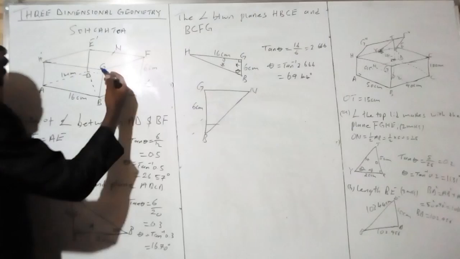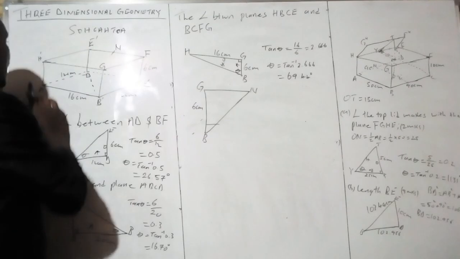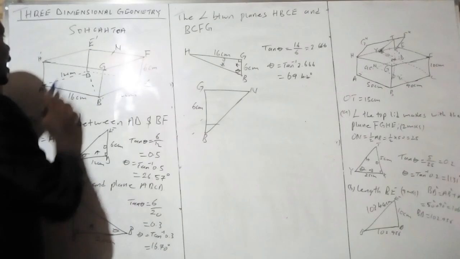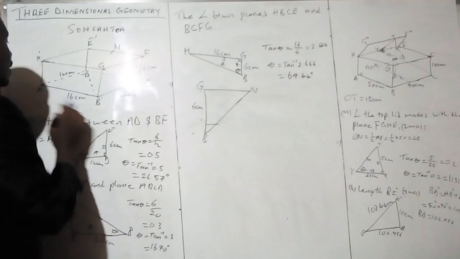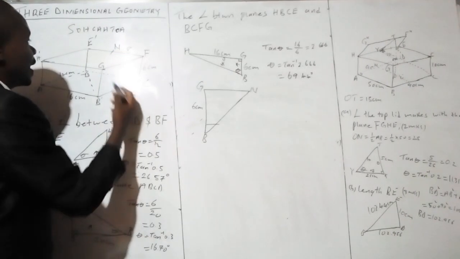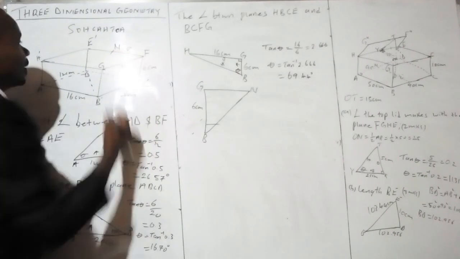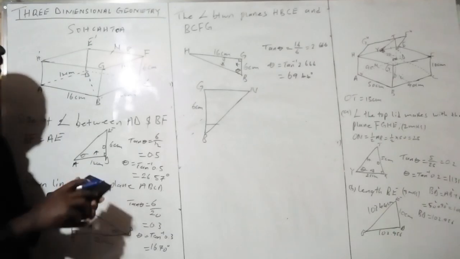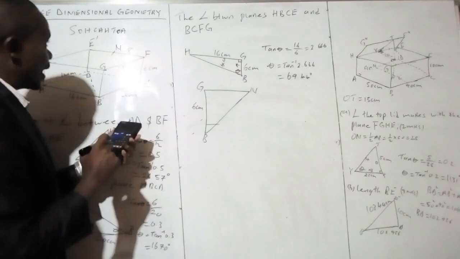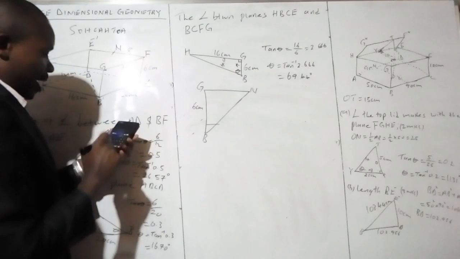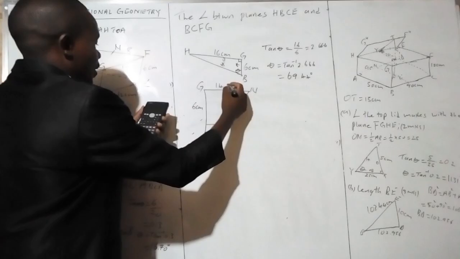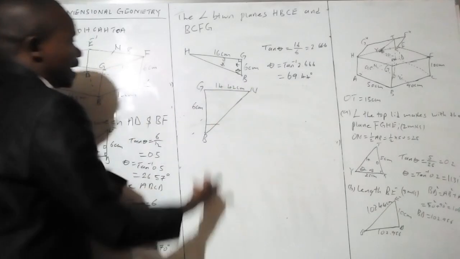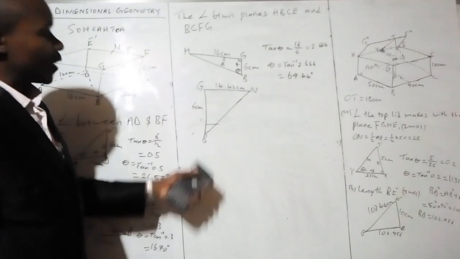EF is equals to AB, which is 16, which means NF is half of AB, but AB is 16, so divided by 2, it's 8. Do you know GF? Yes, GF is equals to 12. So GN, we use the Pythagoras theorem and say 12 squared plus 8 squared, square root answer. And GN will be 14.42 centimeters.